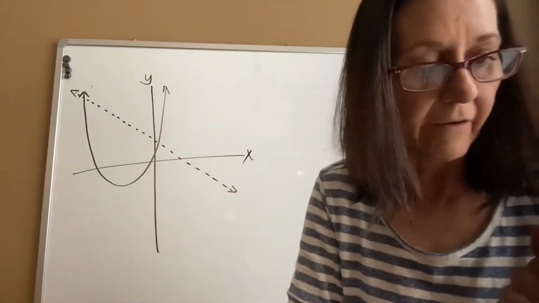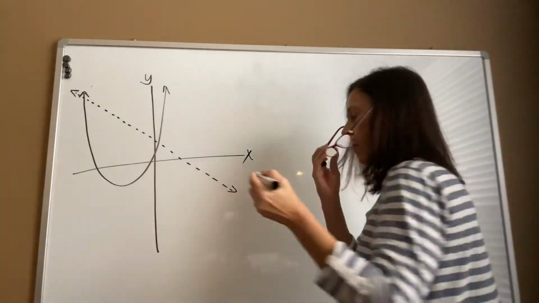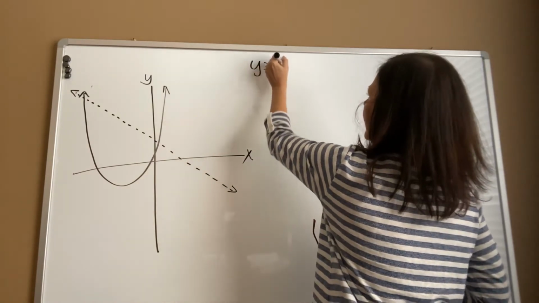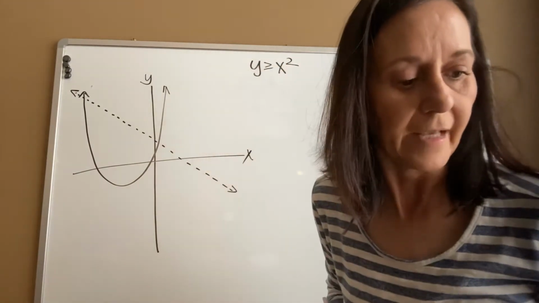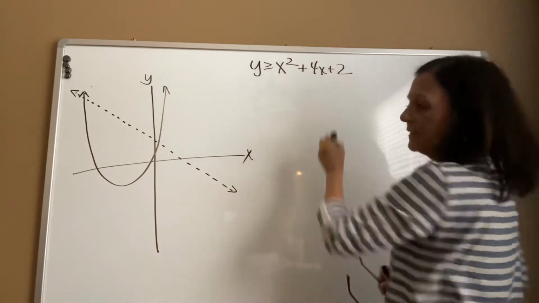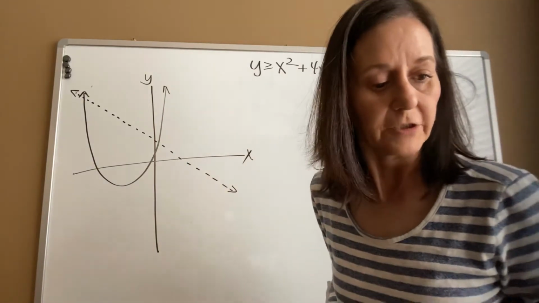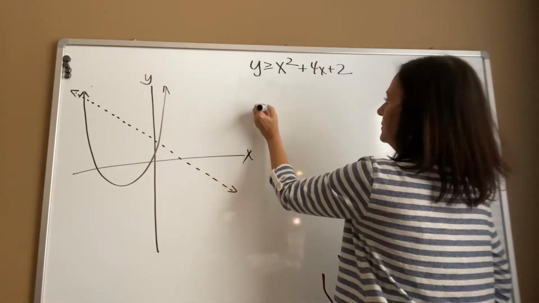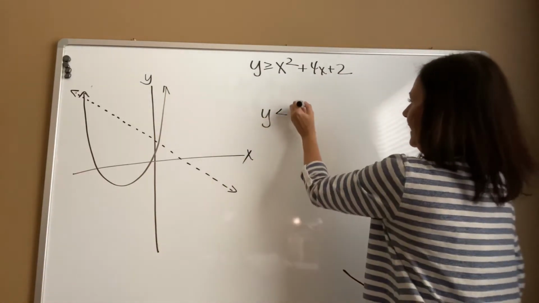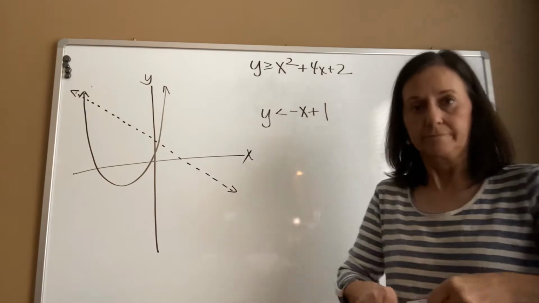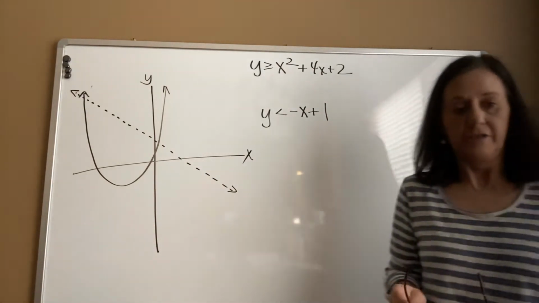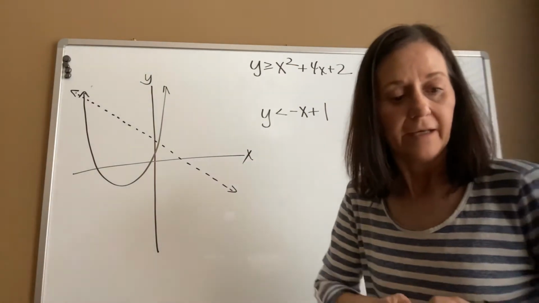Now, let's look at our equations. Y greater than x squared, y greater than or equal to x squared plus 4x plus 2. And for our linear function, y less than -x plus 1. All right, now looking at those functions, let's anticipate the regions.